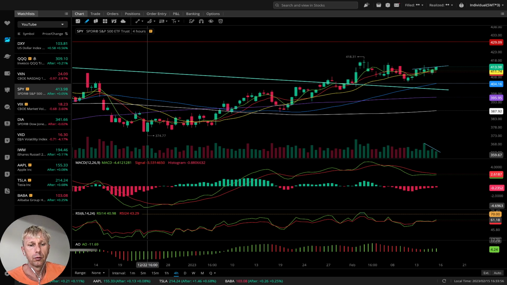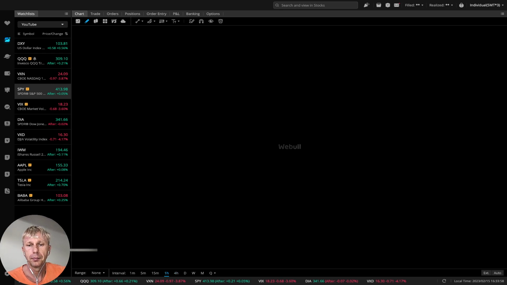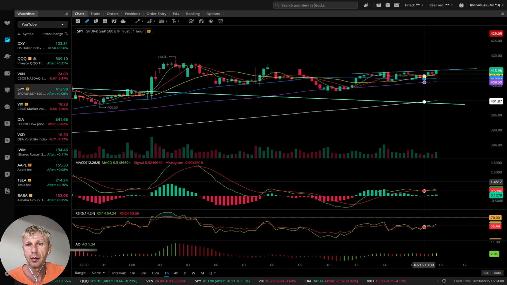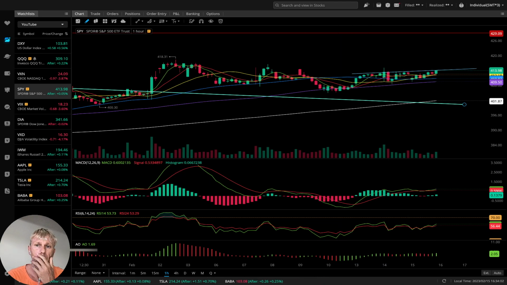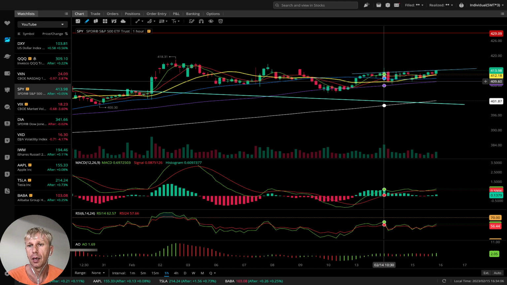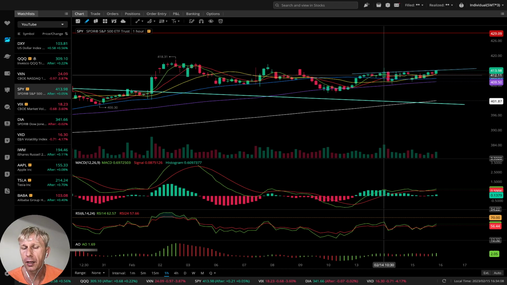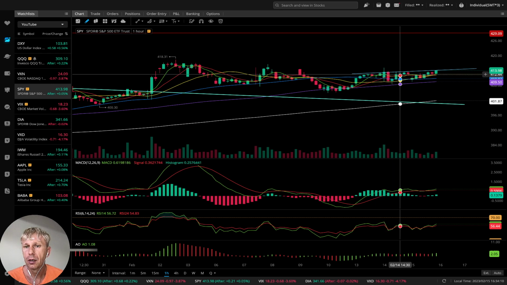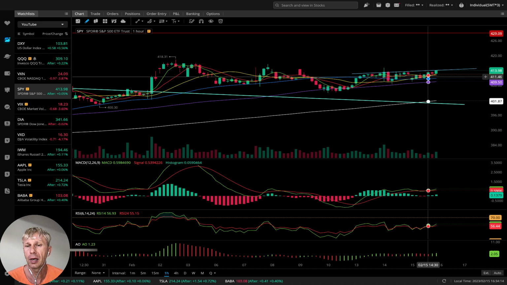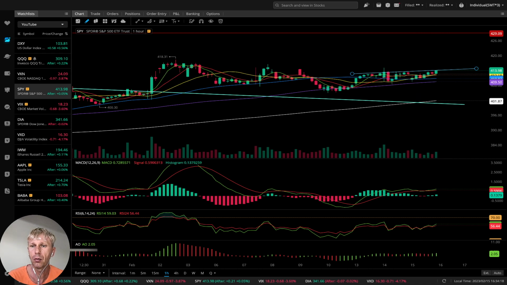Okay, let's move to 1 hour for SPY. Still kind of flat, right? For several hours, it's running MA5 around MA10, back and forth. Still above all, last bar still above all moving averages.